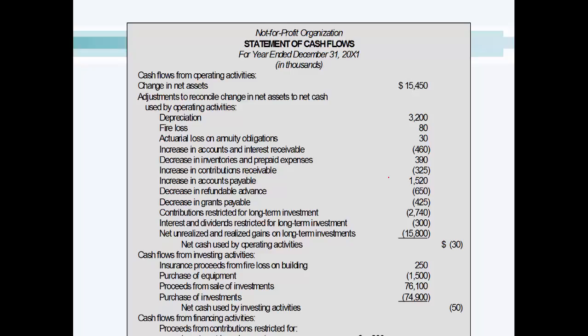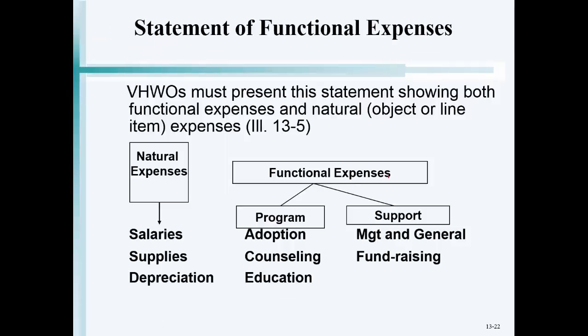Okay. So let's go ahead then and take a look at the statement of functional expenses. Now, this is the one statement that needs to be prepared by voluntary health and welfare organizations. They're the ones that must prepare this. The others, the hospitals and the colleges, are encouraged, but they are not required, right? Voluntary health and welfare organizations have to prepare this.